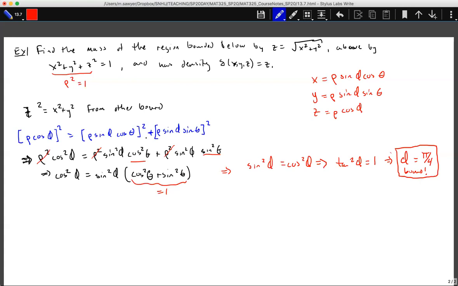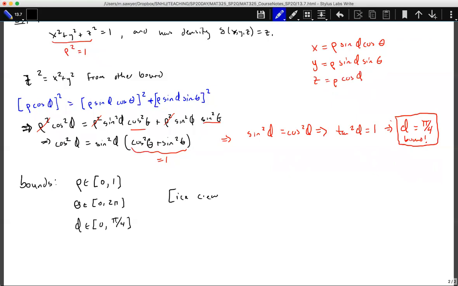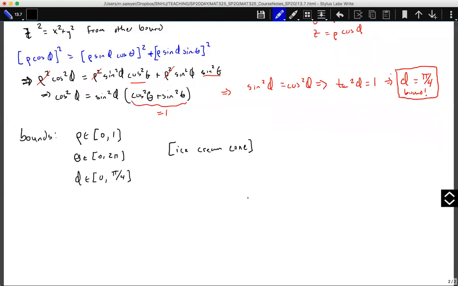So since we're looking at the entire circle in the xy plane, we've got an idea of our bounds here. So what we've done is we've used our bounds on the problem to develop our bounds on the interval. So we know our rho goes from 0 to 1. We know our theta goes from 0 to 2 pi since we're going around the entire sphere. And our phi goes from 0, our lower bound, we're starting at the top of the sphere, and we're angling down to pi over 4. And this actually looks like an ice cream cone. So we have the cone on the bottom and the ball of ice cream on the top.